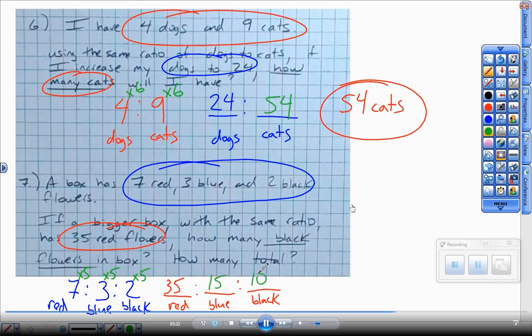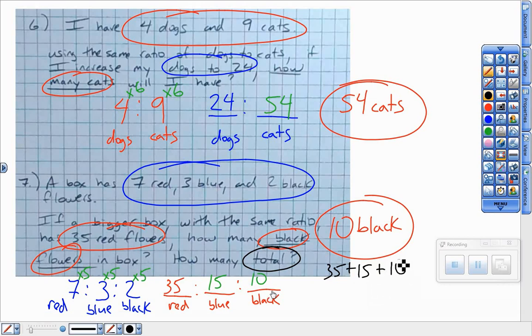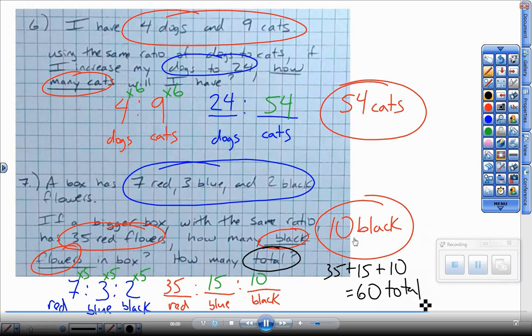final part of the question is how many black flowers? 10 black flowers. So write that for me, 10 black. And then maybe even write flowers underneath that, so it's not just 10 black. 10 black flowers. And then total, if I add all 3 numbers up, that gives me the total, which is 60 flowers. And maybe I could write flowers there. 60 flowers. And then the last one.